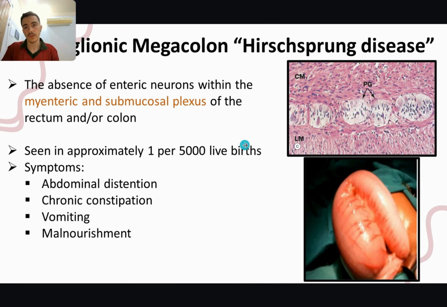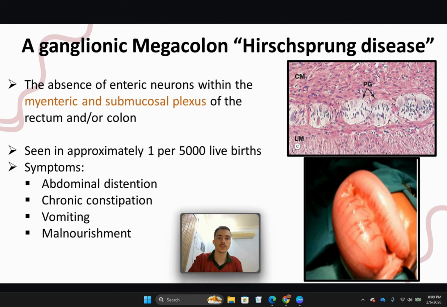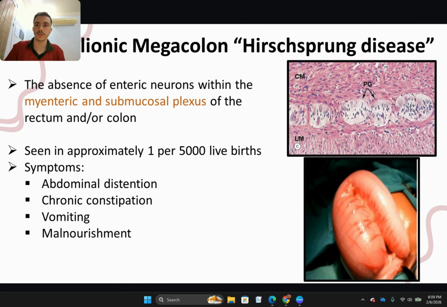Now we have Hirschsprung disease. It's very easy: the absence of myenteric and submucosal plexus. So there is no ENS, the enteric neurons. This disease is most abundant in people who have Down syndrome, so you can find it there.